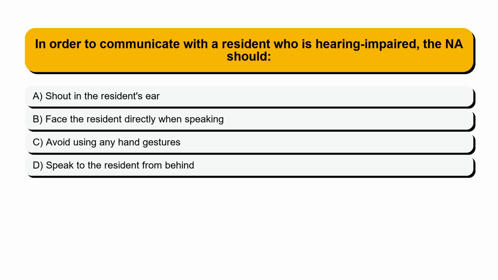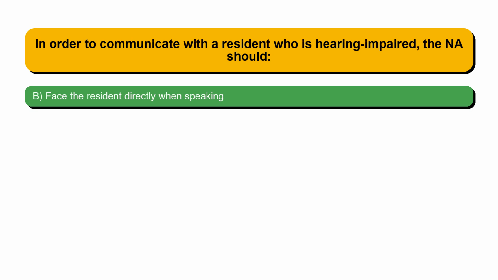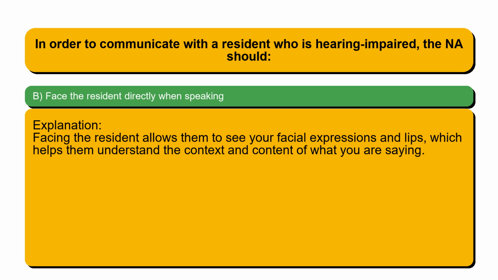Question 36. In order to communicate with a resident who is hearing impaired, the NNA should: option A, shout in the resident's ear. Option B, face the resident directly when speaking. Option C, avoid using any hand gestures. Option D, speak to the resident from behind. The correct answer is option B, face the resident directly when speaking. Facing the resident allows them to see your facial expressions and lips, which helps them understand the context and content of what you are saying.